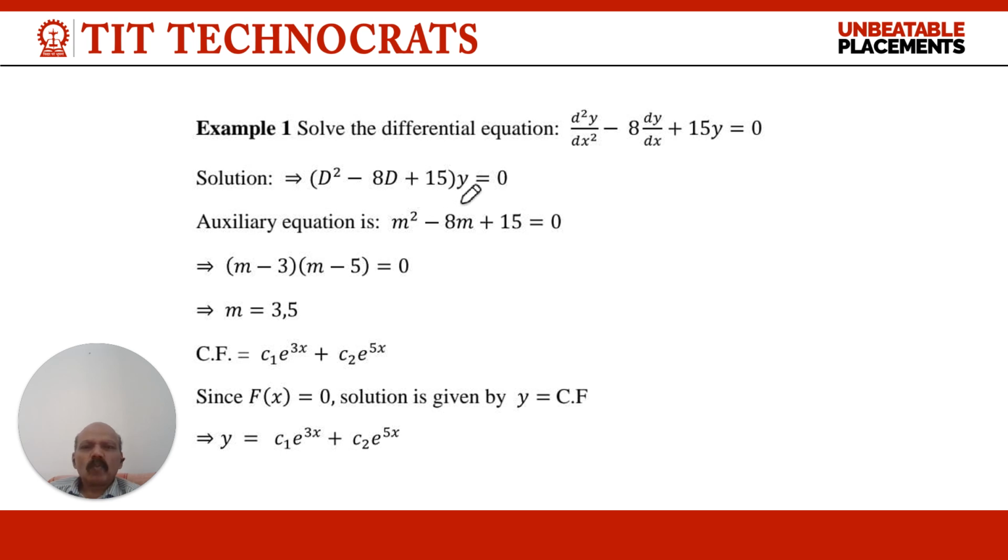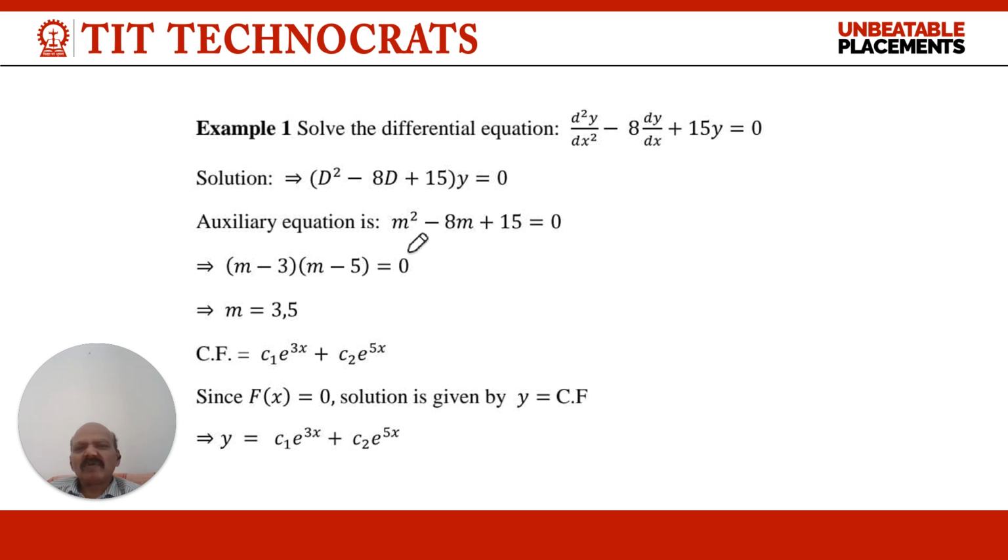Now equating the coefficient of y to 0, we will get the auxiliary equation. Auxiliary equation means helping equation. You can also put D is equal to m for simplicity. So this equation will become m square minus 8m plus 15 is equal to 0.